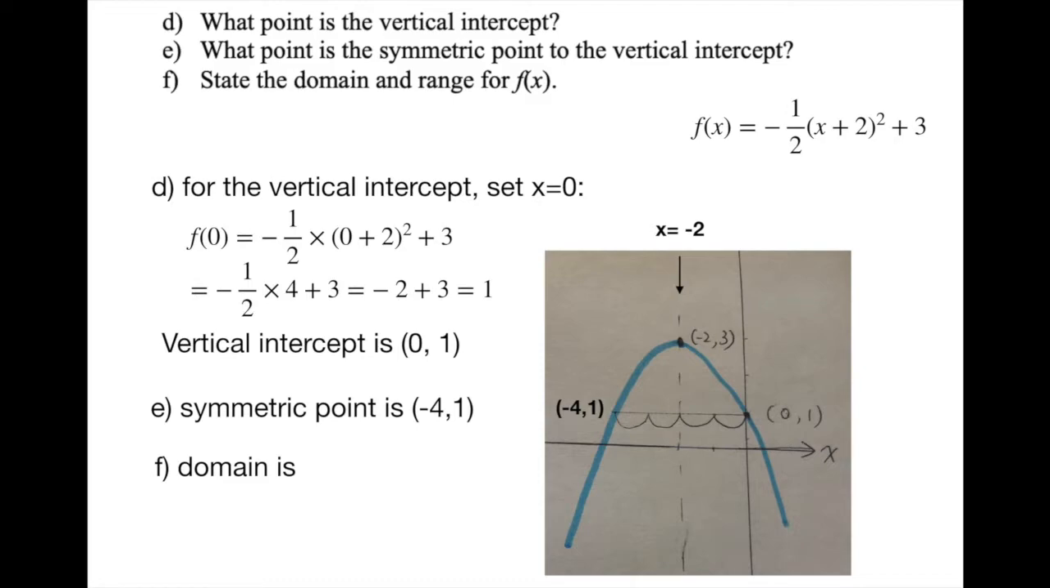So that's part E. For part F, the domain again is everything. And for the range, this time it has the maximum point. This point, its vertex point, has a height of 3. And all the way down here would be possible. So it's -infinity all the way up to 3. Again, 3 should be included.